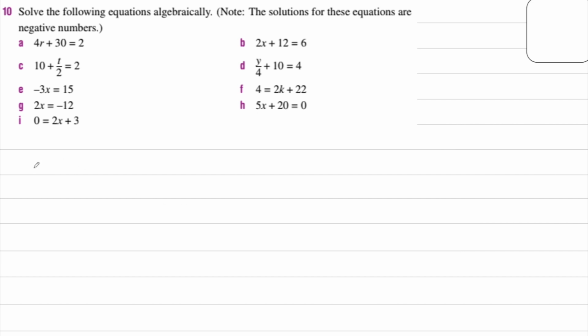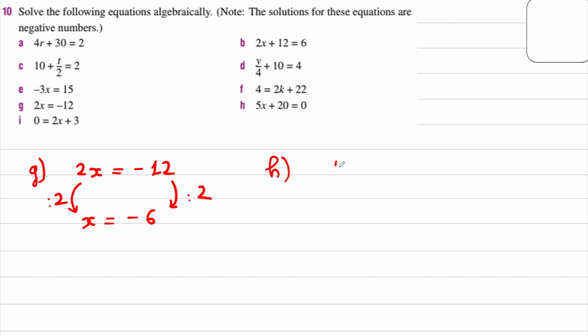The next question is question G. 2h equal to 12 minus 12. And divide by 2, of course, this is divide by 2. Here is h and this one is minus 6.